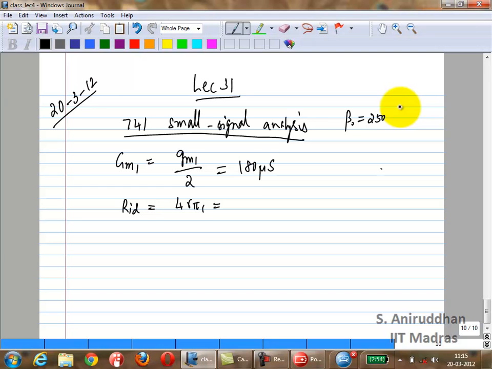How do you calculate R pi? Beta by GM, right? So what is the value of 4 R pi 1? GM is IC by VT. 2.72. Okay, 2.72 megaohms. Next step is to calculate output impedance.